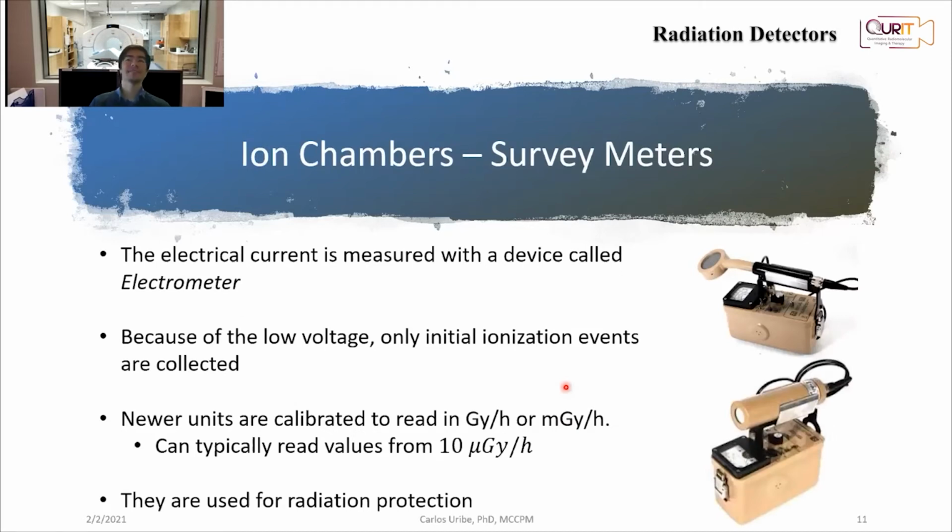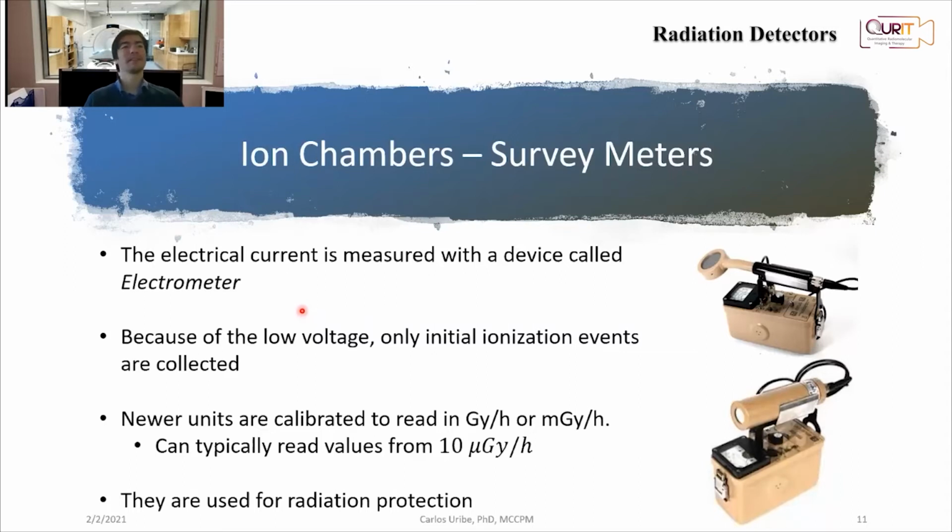Now, ion chambers are typically used in what we call survey meters. These are just two photos of how survey meters can look. To be able to measure that current, what's typically done is we use a device called an electrometer. We plug it into our chamber, and now we're able to collect either a charge or measure our current.